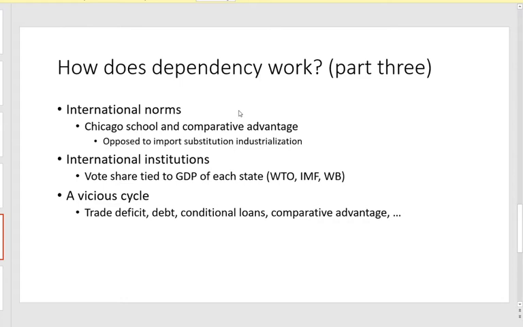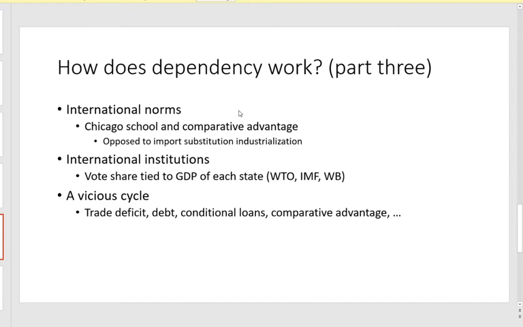South Korea, when it was going to import substitution industrialization, it fought constantly with the international powerful states because they kept telling it to open up trade. And South Korea kept saying, no, we're not going to open it. And there were threats of sanctions, right? South Korea developed economically despite the international norms, right? It fought against international norms.